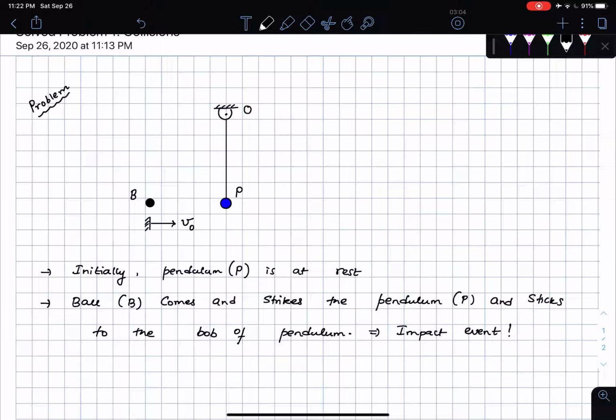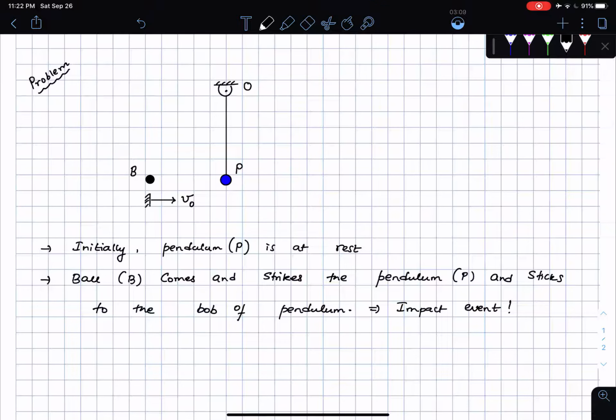What we are told is that the pendulum is not just going to sit there silently. It's going to take this silly putty or this ball, which comes and sticks to the pendulum, and then both of them are going to start swinging. What we are going to be finding out is the following. Let's see a sequence of events. Initially, this is what is going on.